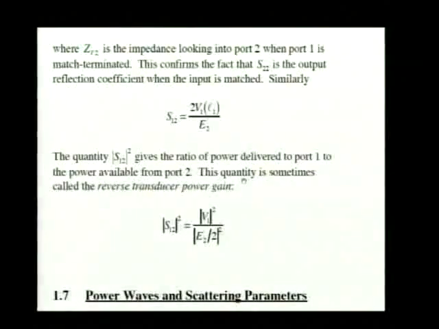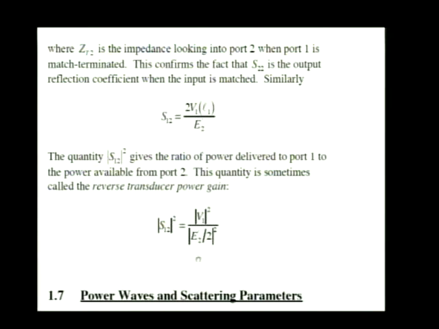And the magnitude of S12 squared is also given a name. It's not quite as important. I'm not even going to give it a symbol this time. It's called the reverse transducer power gain of the two-port. And it has a formula in terms of the voltage at port 1 and the source voltage of the source connected up to port 2, as shown here.